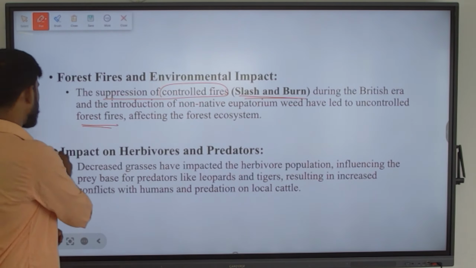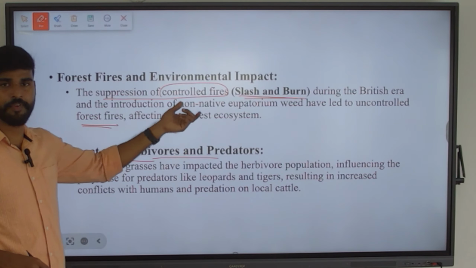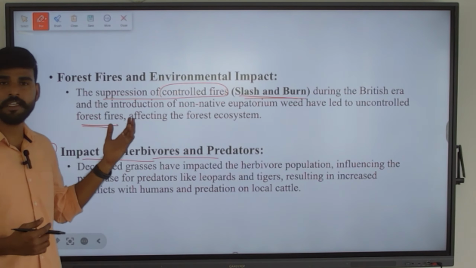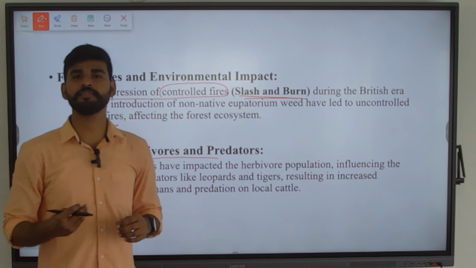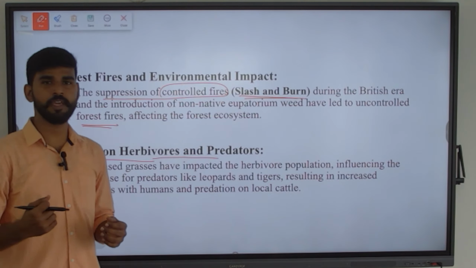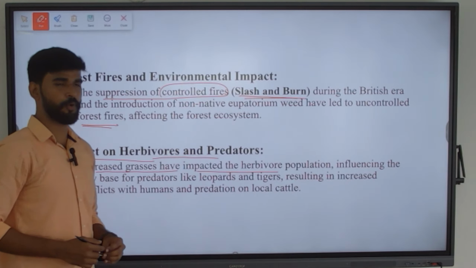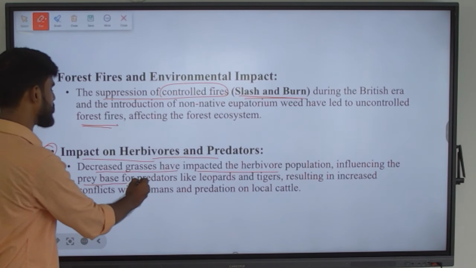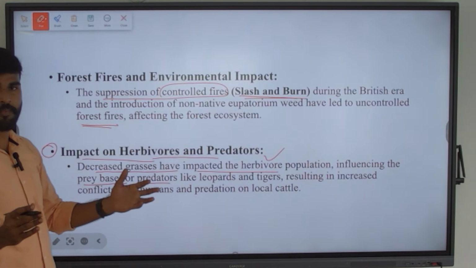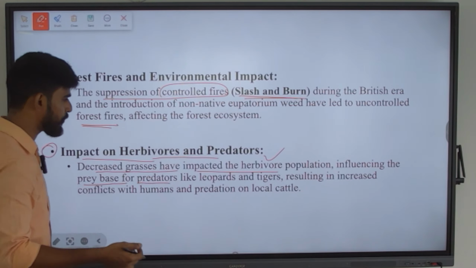Next is the impact of the introduction of Eupatorium weed on the herbivores and predators. How is it going to impact? We already saw that it will not provide sufficient food for the herbivores because the native species are being destroyed and the non-native species is being introduced. There are decreased grasses, which has impacted herbivore population, which will influence the prey base for the predators. Only when herbivores are large in number will it be a prey base or food base for predators like leopards and tigers.